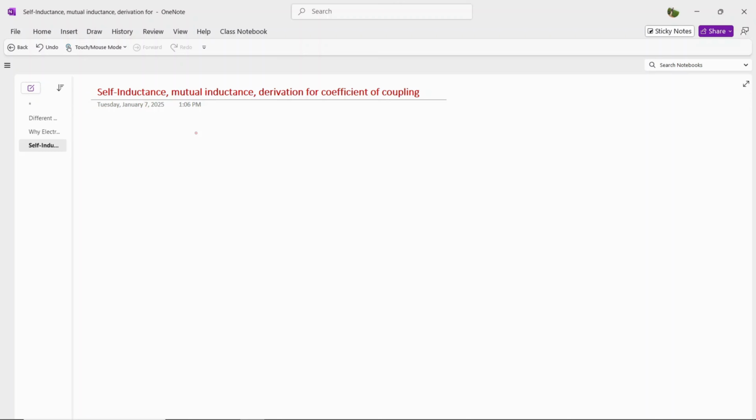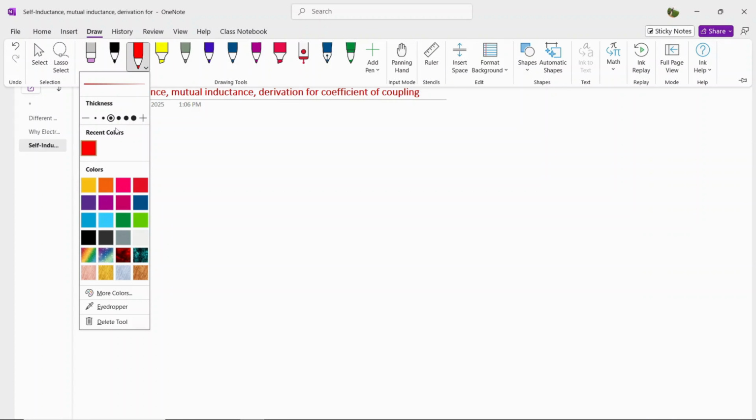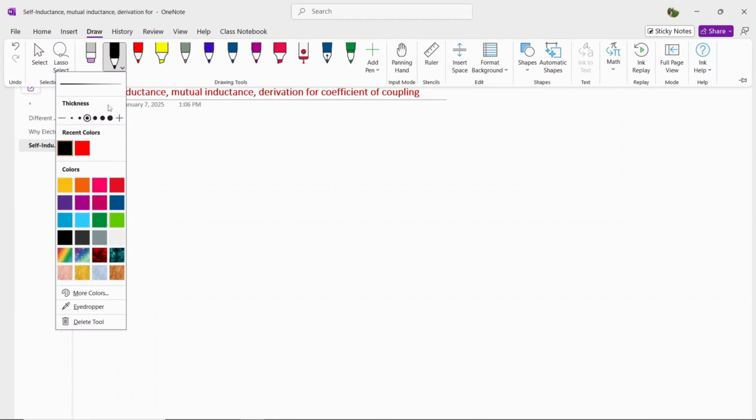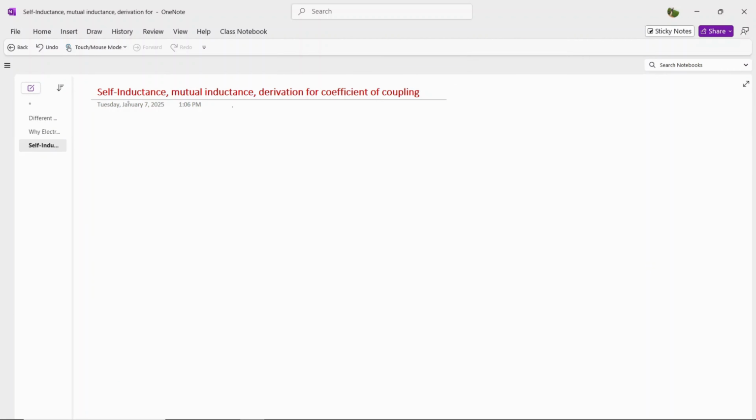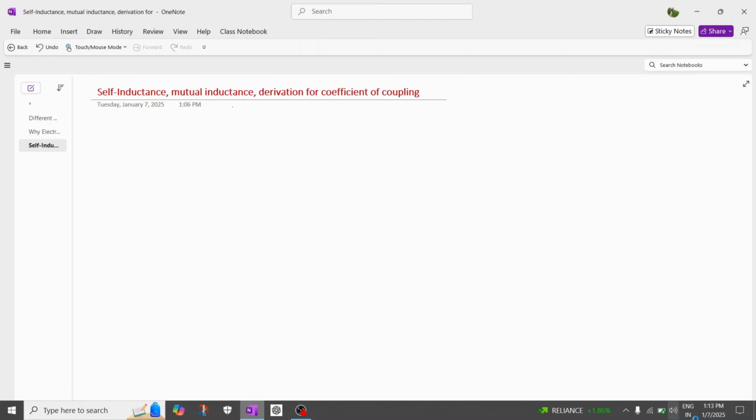Today we are going to discuss what is meant by self-inductance, what is meant by mutual inductance, and the derivation for the coefficient of coupling. This is very important as far as our curriculum is concerned. Now we are going to see the derivations for all these things, so hope you will continue with the video.